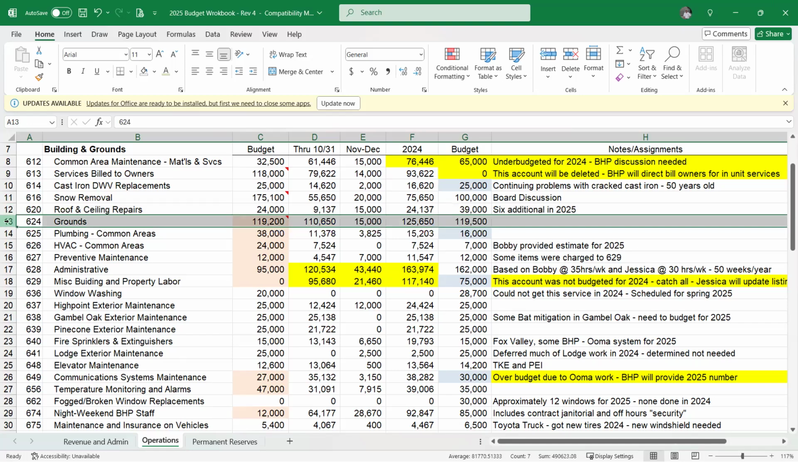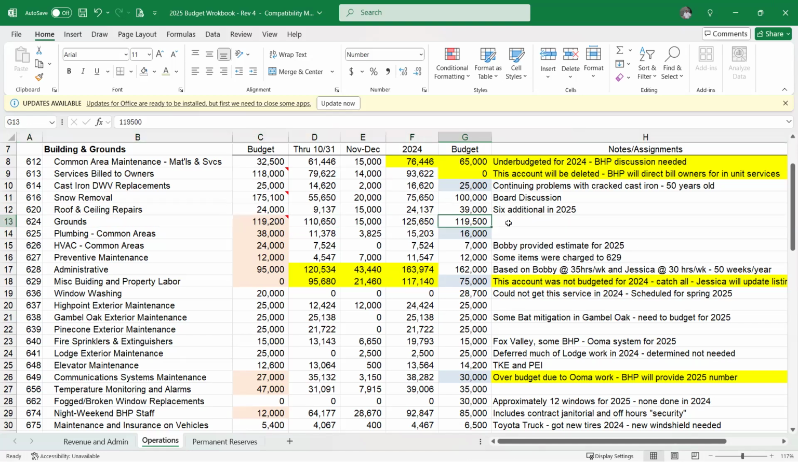Grounds, we budgeted 129. We're going to spend 125. Do you want to kick this number up some? Is there anything that we didn't do this year trying to save, but it's going to have to be done next year?